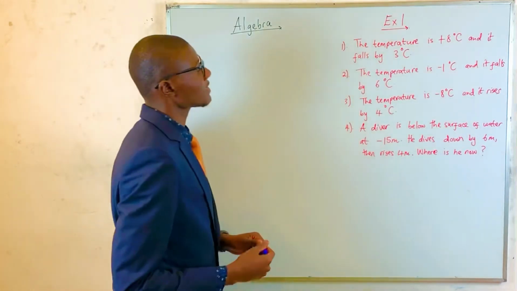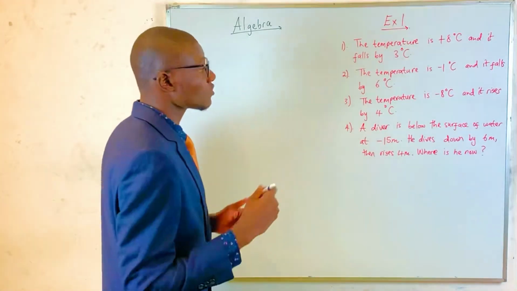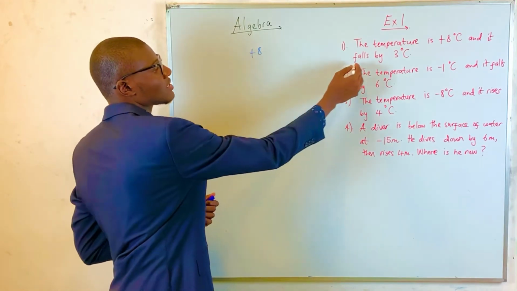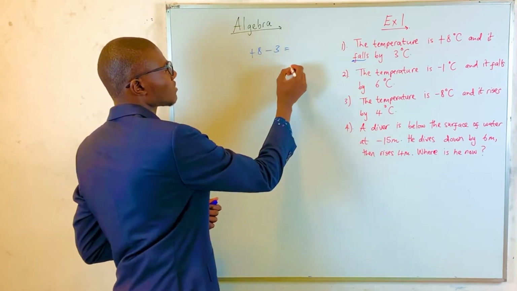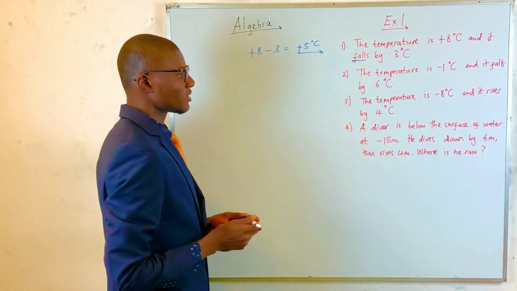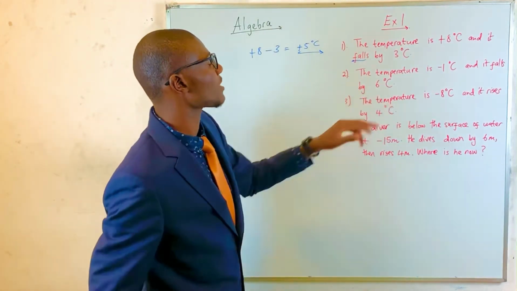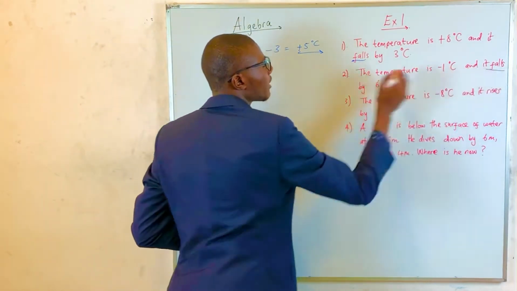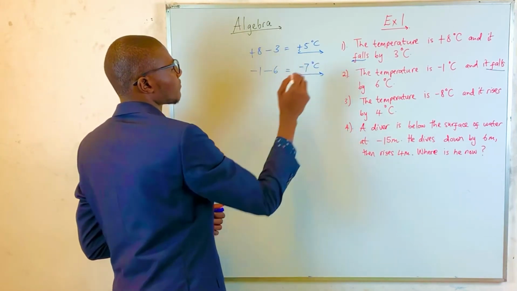The first question says that the temperature is plus 8 degrees Celsius and it falls by 3 degrees Celsius. To get the new temperature, you would say plus 8, and since this is a fall, minus 3. We're subtracting 3, so 8 minus 3 is plus 5. This would be the new temperature. Then for the second question, the temperature is minus 1 degrees Celsius and it falls by 6 degrees Celsius. So we're saying minus 1, and since this is a fall again, that will be minus 1 minus 6, which will be minus 7 degrees Celsius.